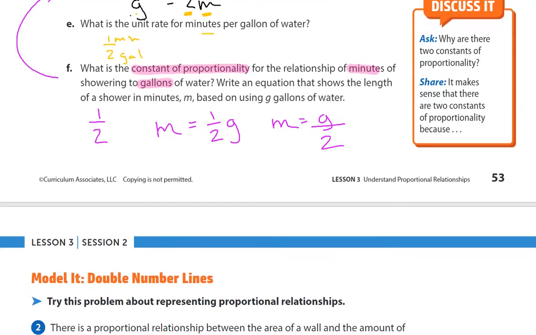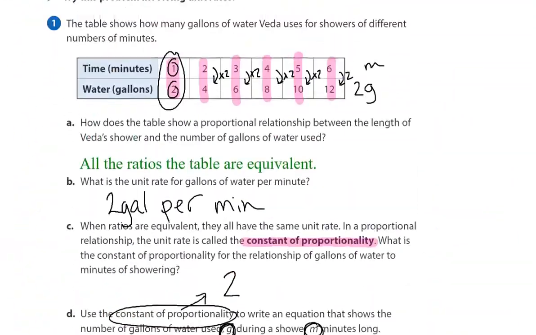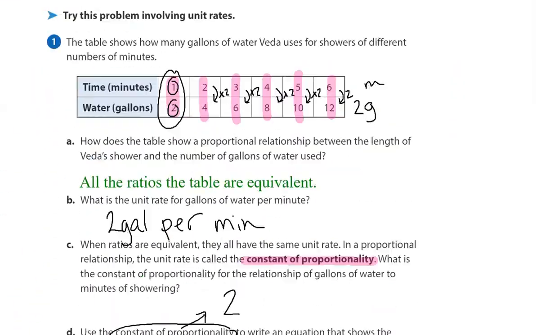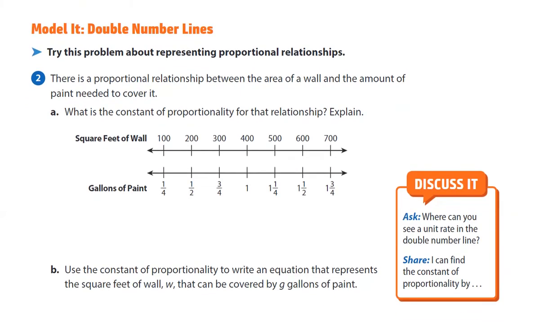Okay. Now we've got another model. This was model it with a table. Now we're going to model it with double number lines, which is the same basic thing, really. Okay, on to gallons of paint, even more exciting than cats and water.